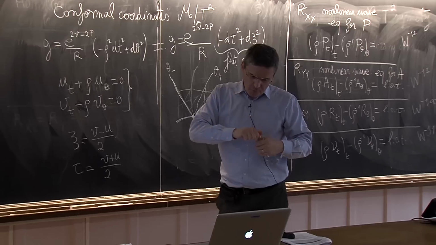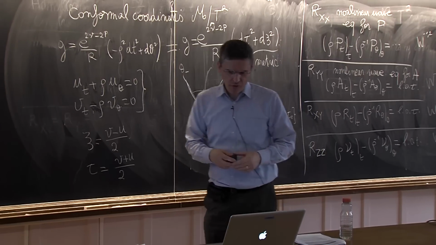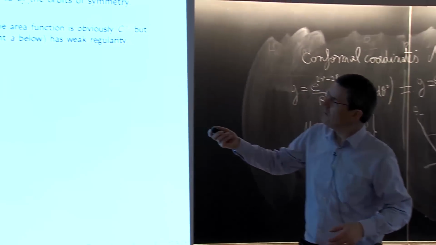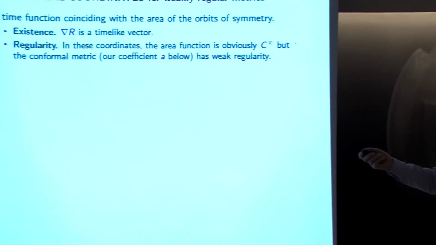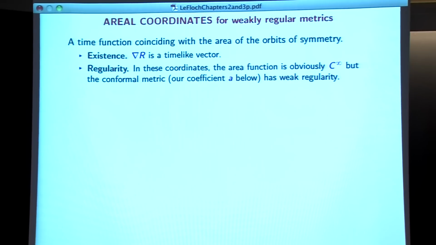As I said before, we now would like to have a time function coinciding with the area of the orbits of symmetry. And why is this possible? This is possible because nabla r is a timelike vector. So if you look at the area of symmetry, this quantity in a timelike direction is increasing or decreasing. It has a monotonicity in this direction. So it's rather natural to use it as being the time in your manifold.